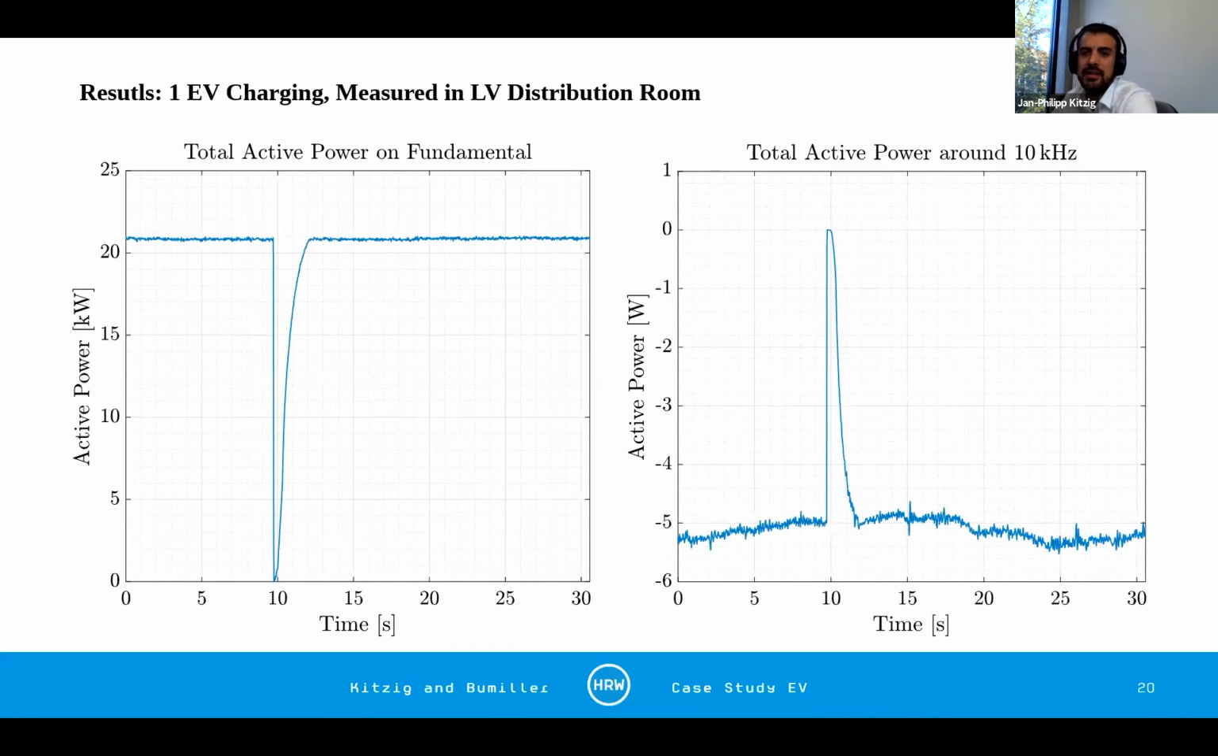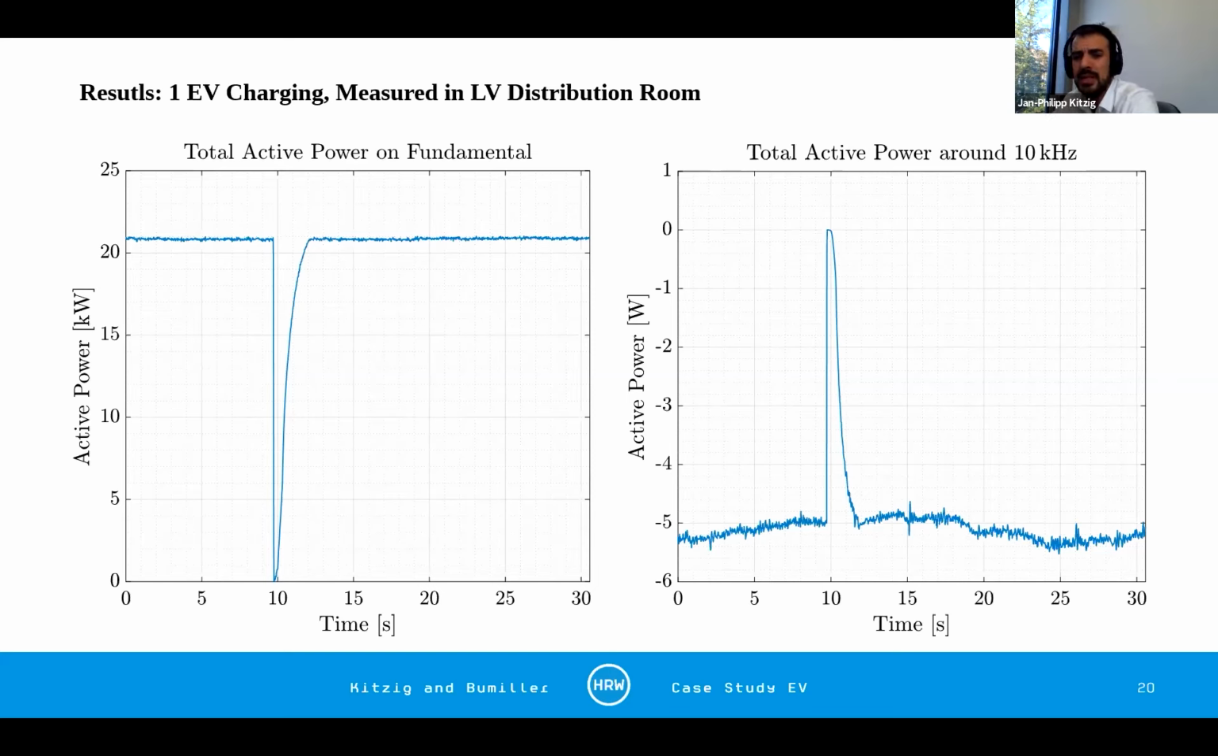Now we can have a look at the total active power around 10 kilohertz, where we have these noise emissions. We can see that there is a negative active power emission. So this is an emission of active power back into the grid, and this has to go somewhere. So this is actually the active power that we think is going into all these devices that are starting this highly oscillating, buzzing sound.